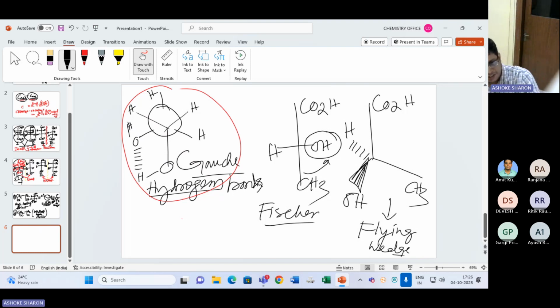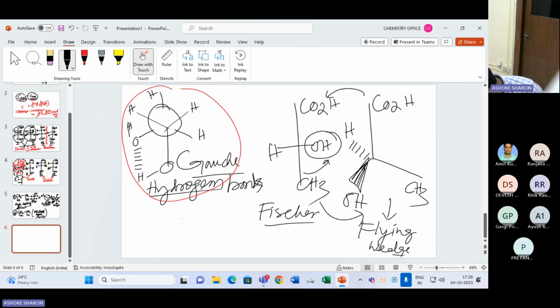Remember again: whatever the chain is, whatever group you are moving in any particular direction, the reverse group on that particular side should be up. Always remember. Sometimes the conversion comes from flying wedge to Fisher, or Fisher to flying wedge, or Fisher to Sawhorse, Sawhorse to Newman projection formula. All of you should try by yourself because this is a very interesting one.